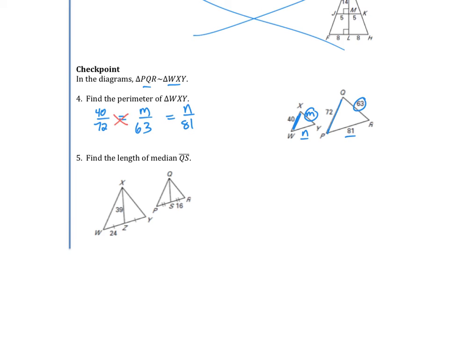So if you cross multiply, we get 72 times M equals 40 times 63. So 72M equals 2,520. And then we divide by 72. So M equals 35.